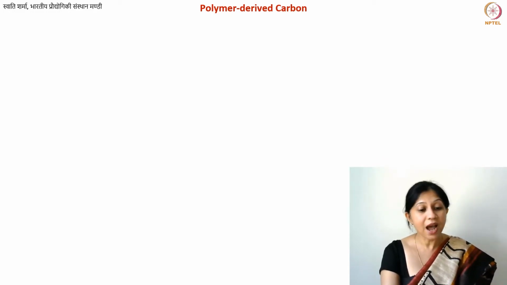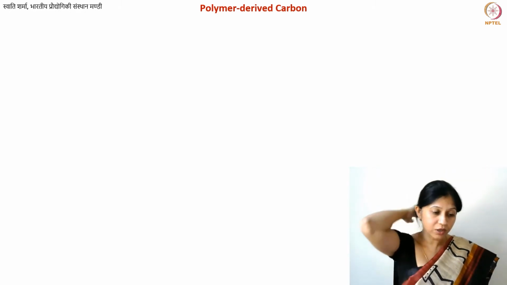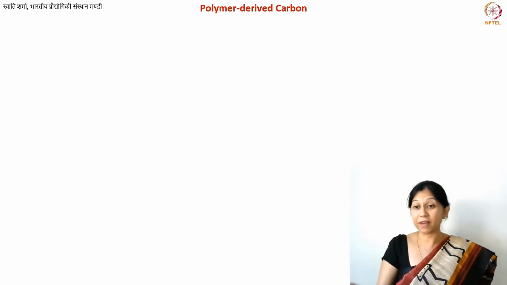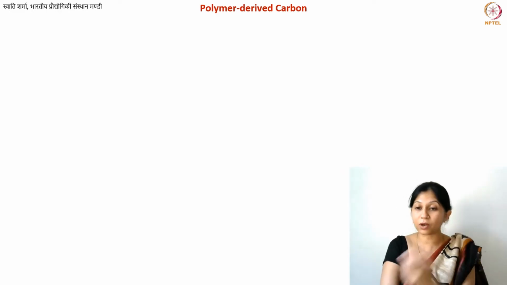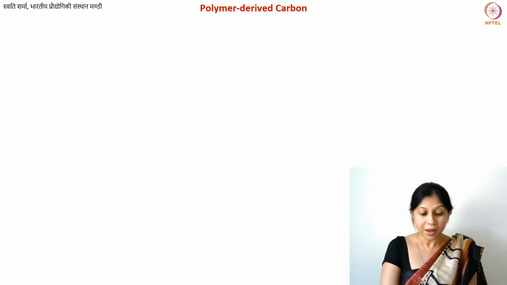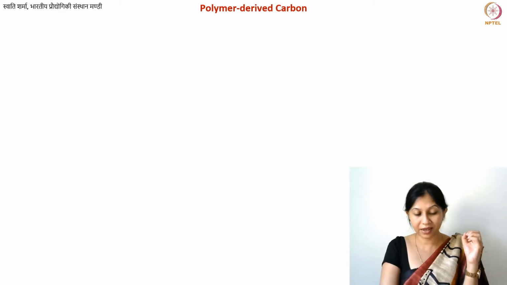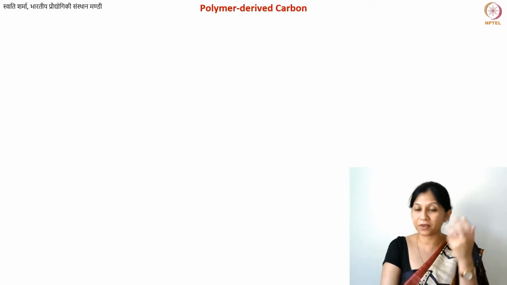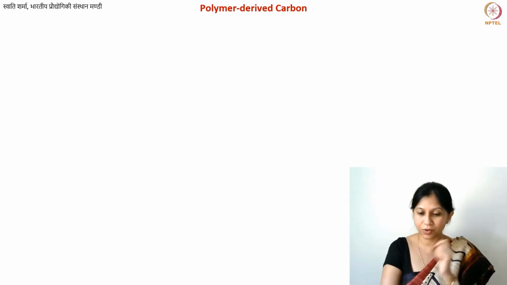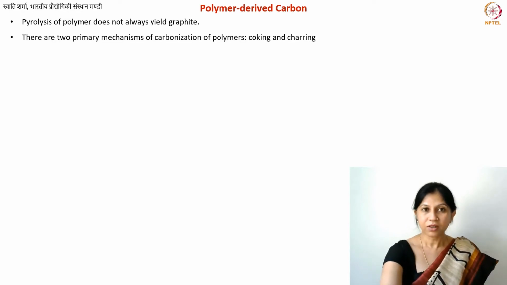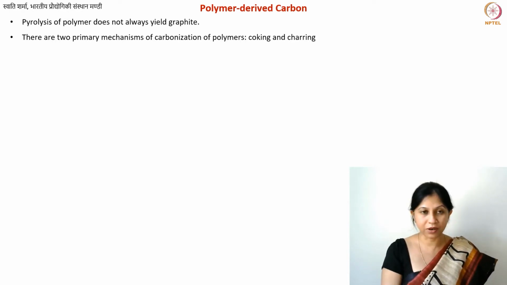Now, I told you before that not all polymers give you graphite. In fact, extremely few polymers yield graphite. Most of them would yield what is known as non-graphitizing carbon. And these non-graphitizing carbons are further divided into various forms of industrially important carbon, and this is what we are going to start learning now, and then individually we'll talk about each one of these materials. So not all polymers give graphite, that you know already.